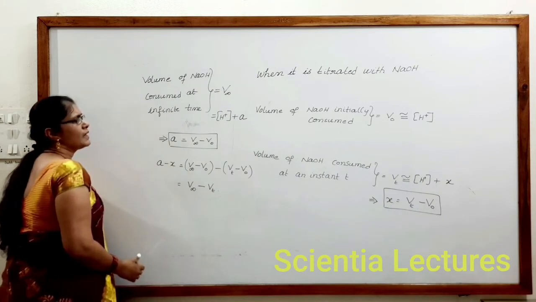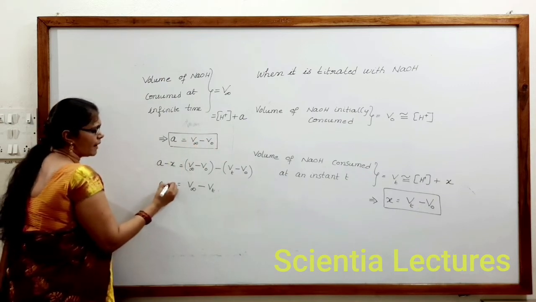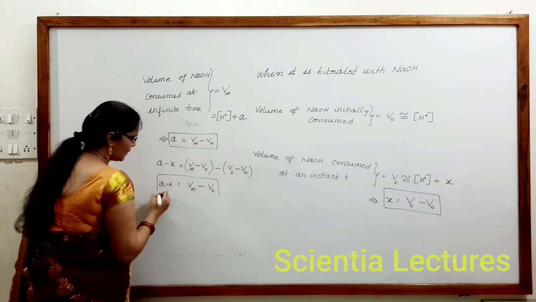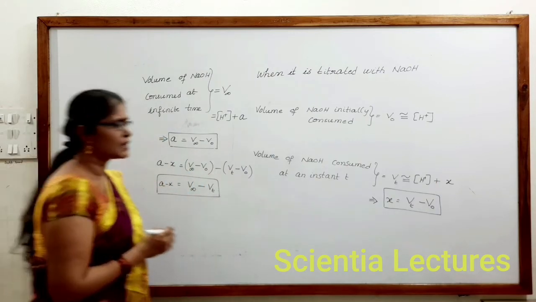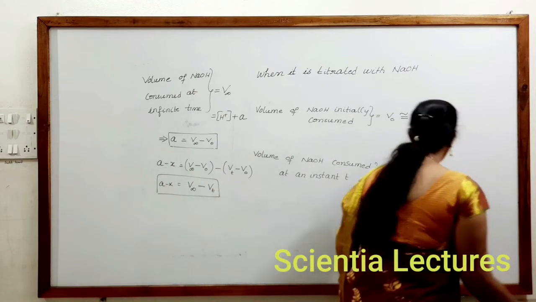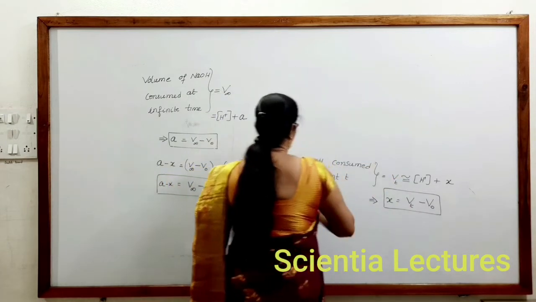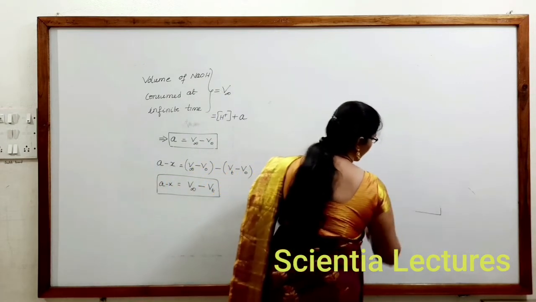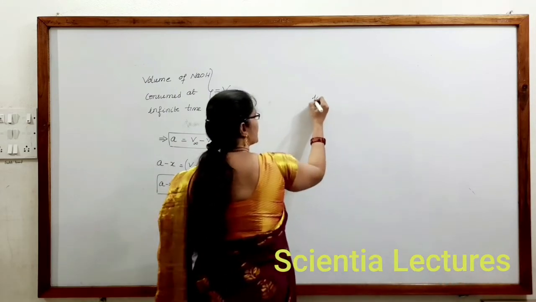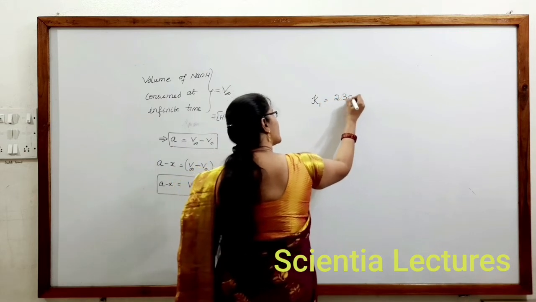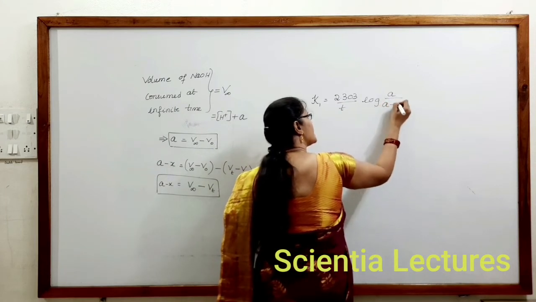V infinite minus Vt. Now, listen carefully. What is A? V infinite minus V naught. What is A minus X equal to? V infinite minus Vt. A minus X must be equal to V infinite minus Vt. What is our rate constant equation? K1 is equal to 2.303 by t log of A by A minus X.